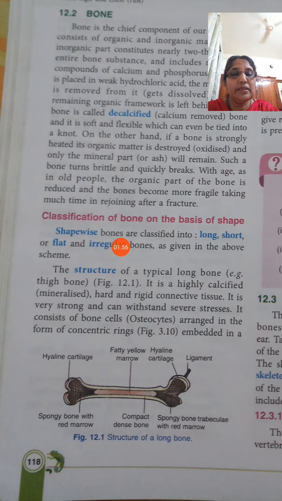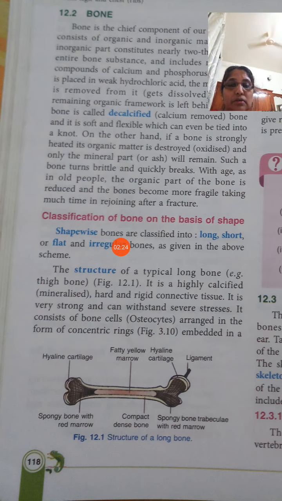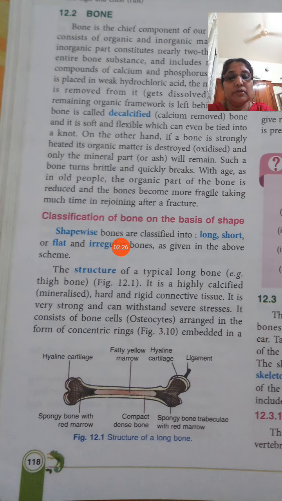Here the inner part, the fatty yellow bone marrow, is present in the middle part, and red spongy bone marrow is also present at the tip. Both are red-colored bone marrow. The middle part is the fatty yellow part, and it also has red-colored parts.